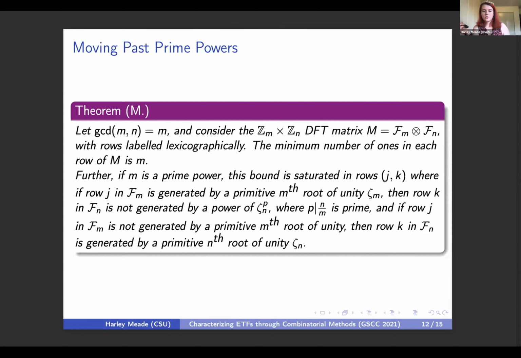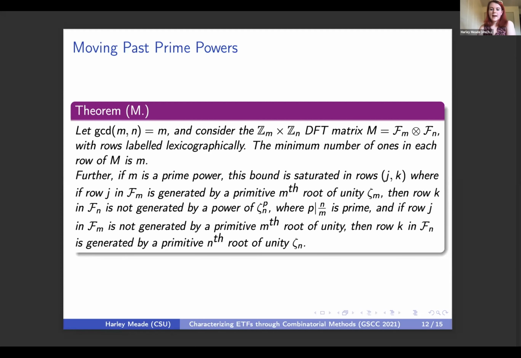I've also been wanting to play with non-prime powers because even if we're getting past the cyclic case, prime powers is still a fairly small portion of possible choices. So here I want to look at the Z_M by Z_N DFT matrix. So here, when I say the Z_M by Z_N, I mean this is the character table of the group Z_M cross Z_N. And specifically, this is the case where N is a multiple of M.